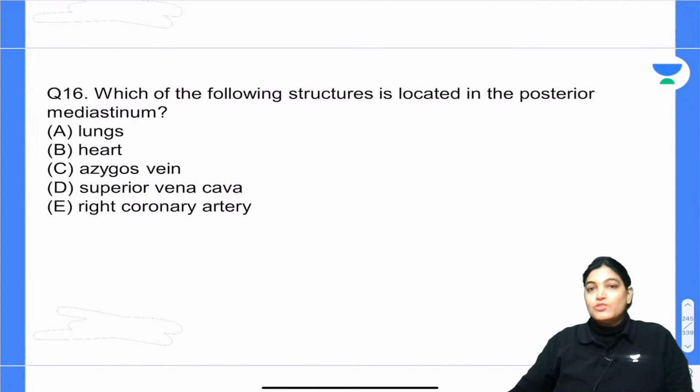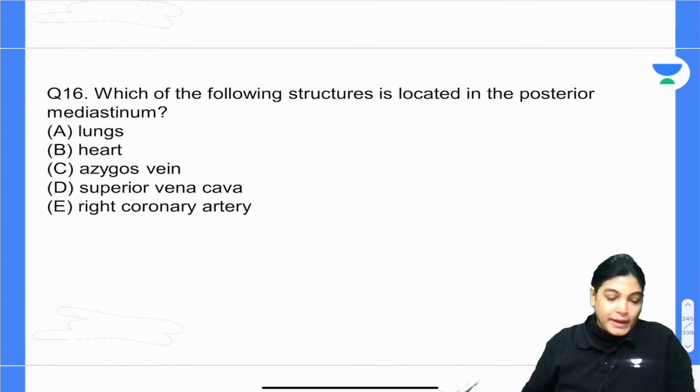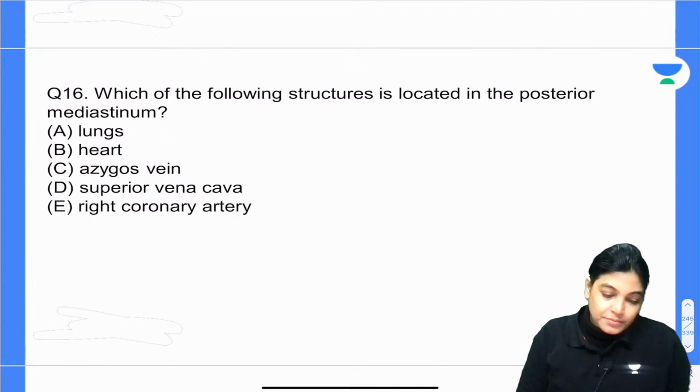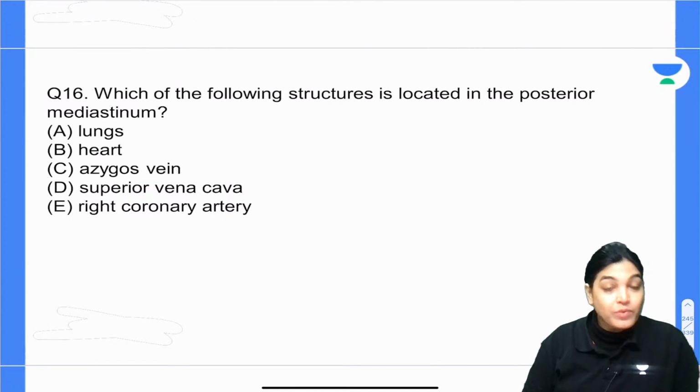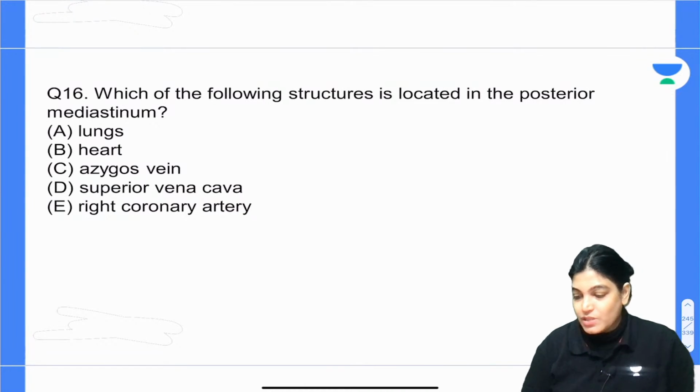Which of the following structures is located in posterior mediastinum? Options are lung, heart, azygous vein, superior vena cava, right coronary artery. Five options are there. So please mark the correct answer. Which of the following structures is located in the posterior mediastinum?